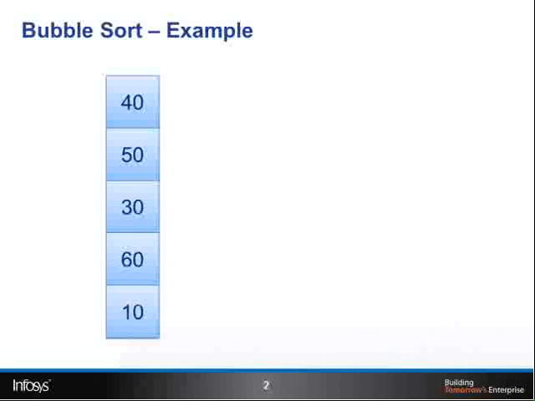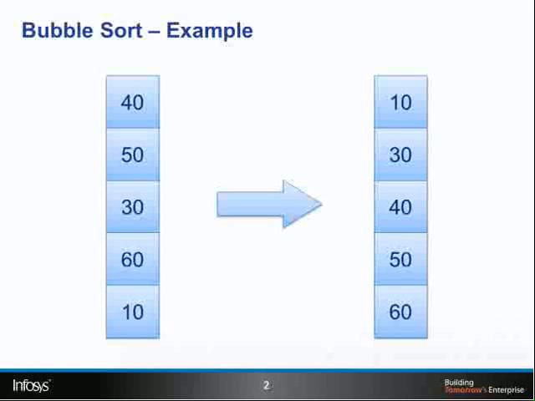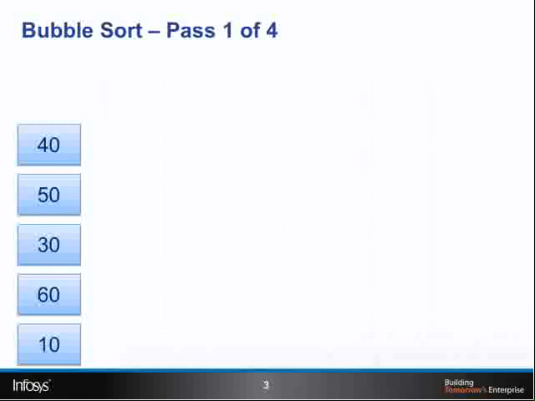We have a data set comprising 5 elements. The elements are randomly arranged. We have to sort this data set and arrange the numbers in ascending order as shown in the presentation here. As a first step, we start comparing the first element in the data set with the second element. In this example, the first element is 40 and the second element is 50.